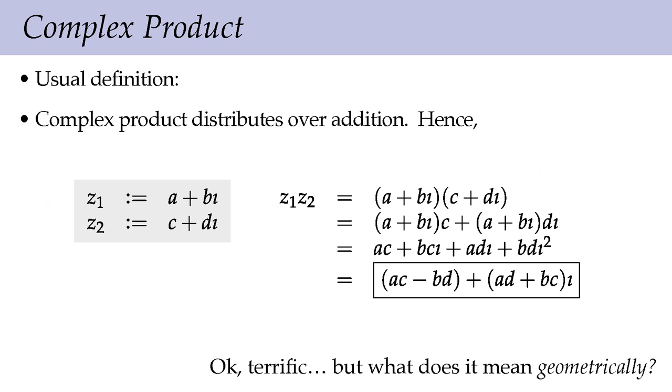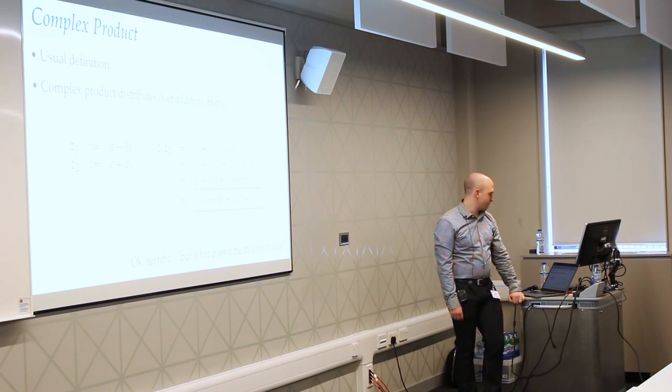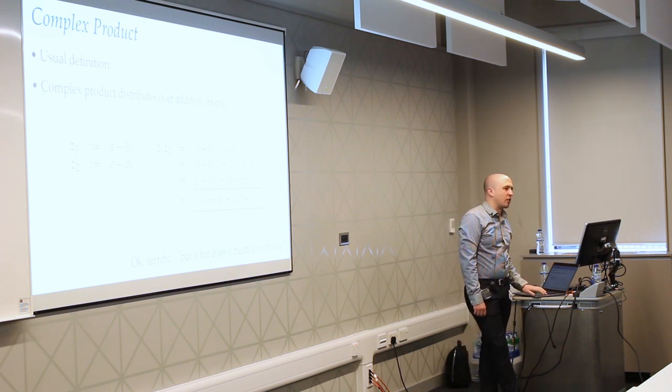So I don't want to spend too much time here because hopefully you've seen a little bit of complex arithmetic in your life. But then you can start teasing this apart and saying, well, if I have two numbers, Z1 and Z2, and I wanted to multiply them, well, the product distributes over addition, and I get some formula, and it doesn't mean anything to me. It's AC minus BD plus AD plus... Well, what does that mean geometrically?